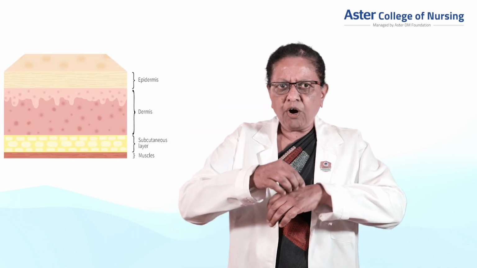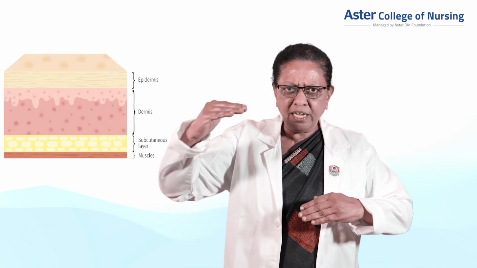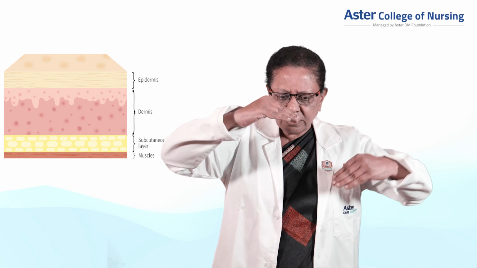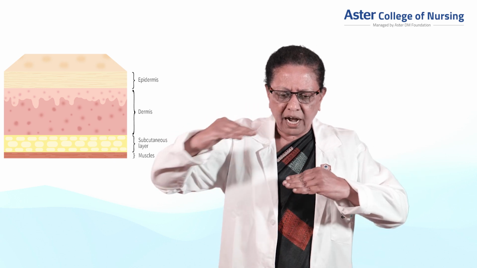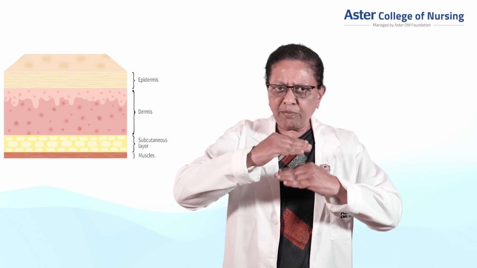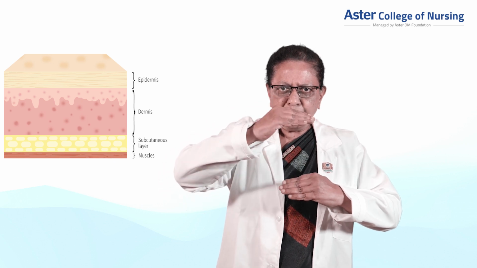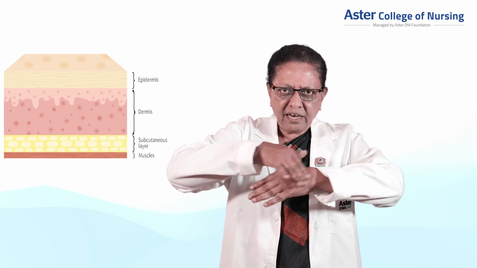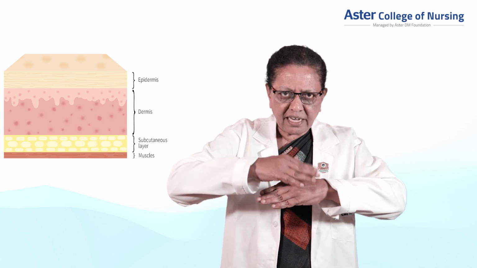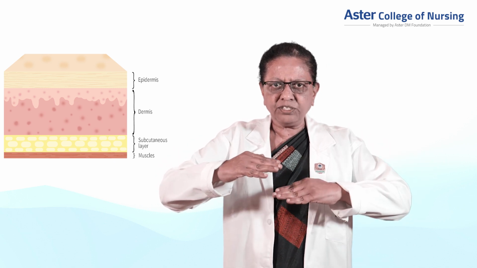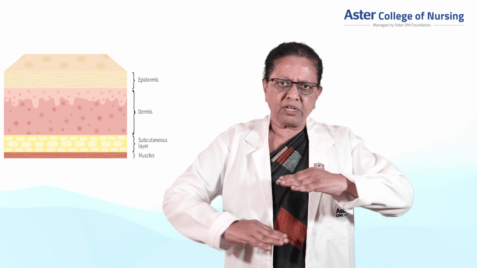bone. Now again, as nurses, we have one problem remembering: is the epidermis on top or the dermis on top? For you to make it a small tip, always remember epi is on top, sub is at the bottom, and dermis comes in the middle. So now I am sure you can remember epidermis is the first layer, dermis is the second layer, subcutaneous is the third layer, fourth is muscle and bone.